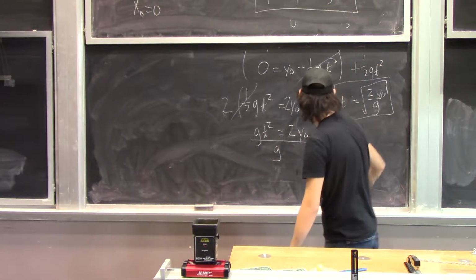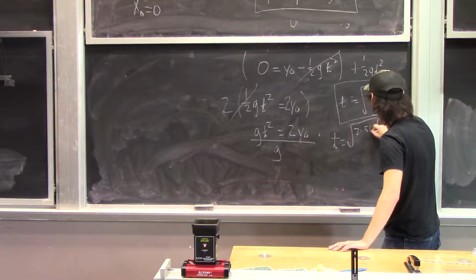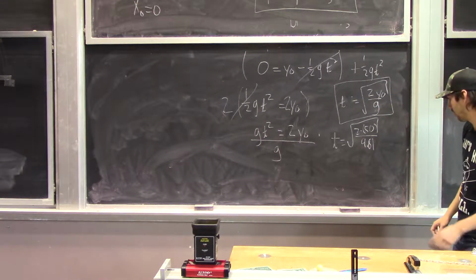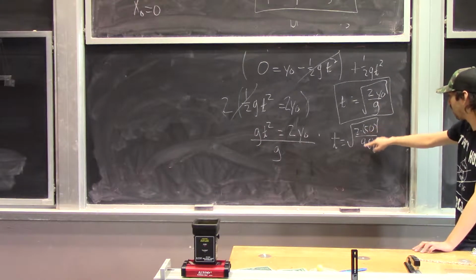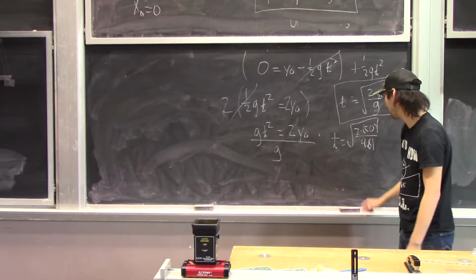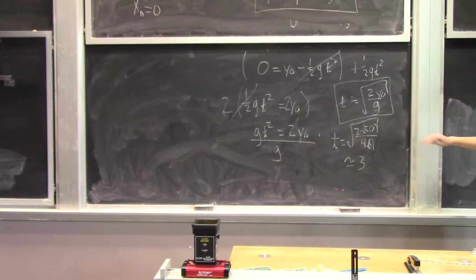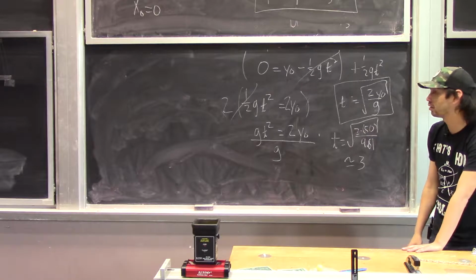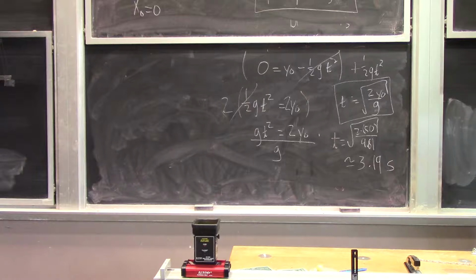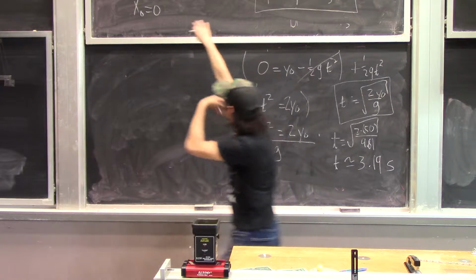If I plug in the numbers, t is going to be equal to the square root of 2 times 50 divided by 9.81. This is about, 50 divided by 10 is 5, 2 times 5 is 10. 10's kind of close to 9, and so this is about 3. You can plug it in to find what it actually is, but I'm just saying this is about 3. It's 3.19. Great. 3.19 seconds.